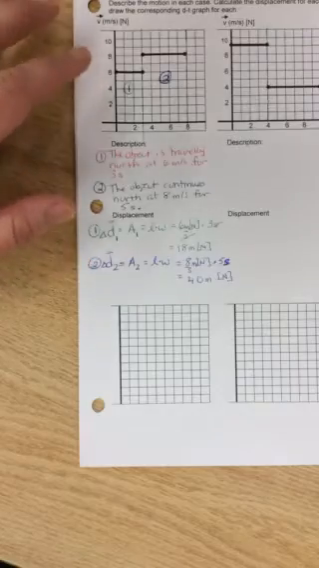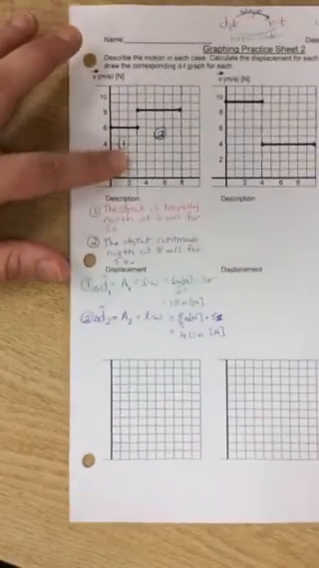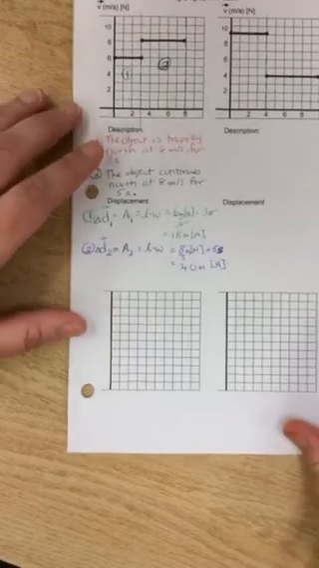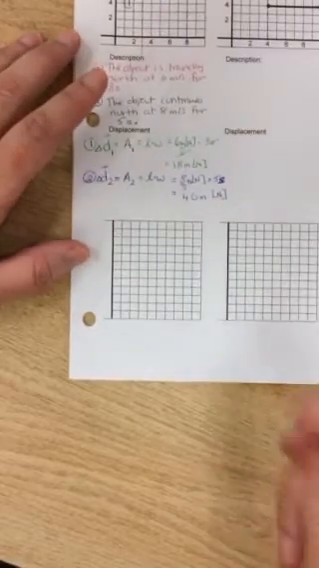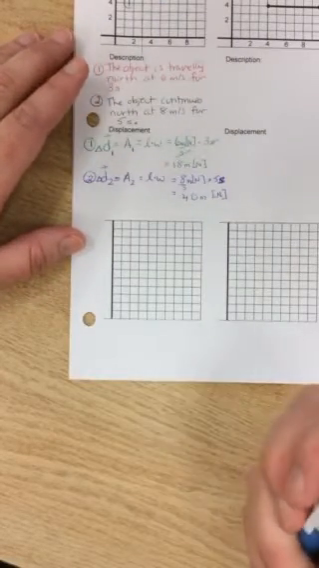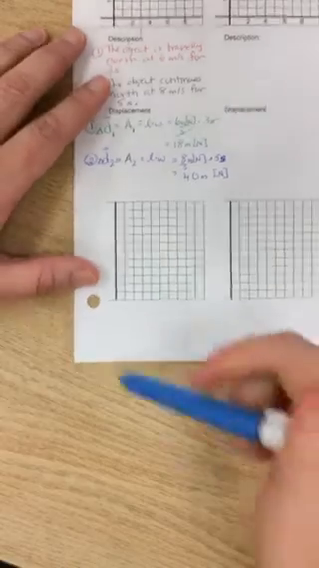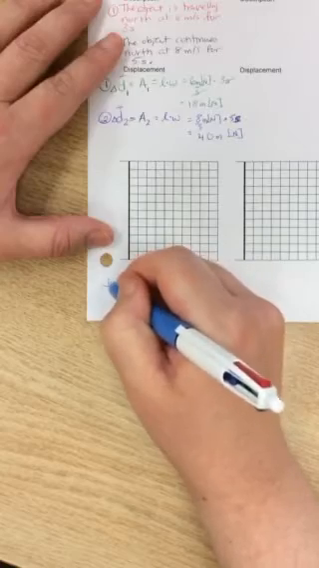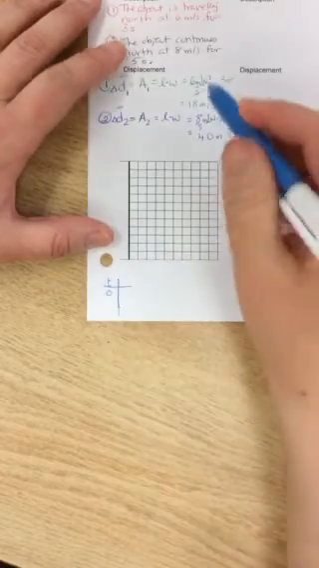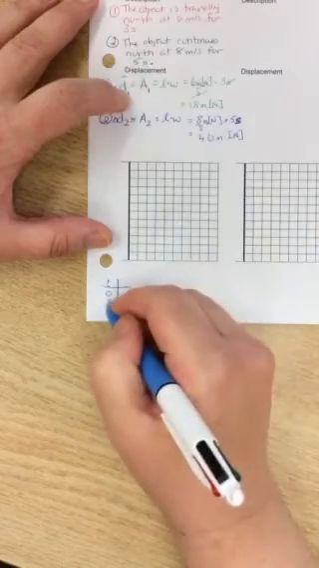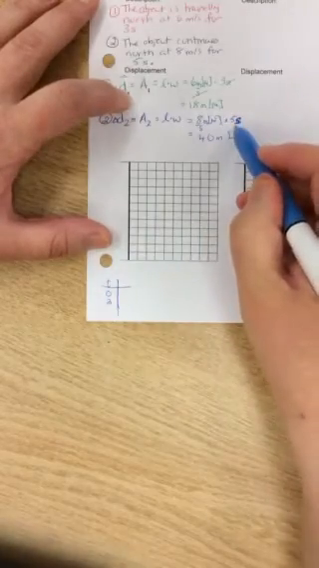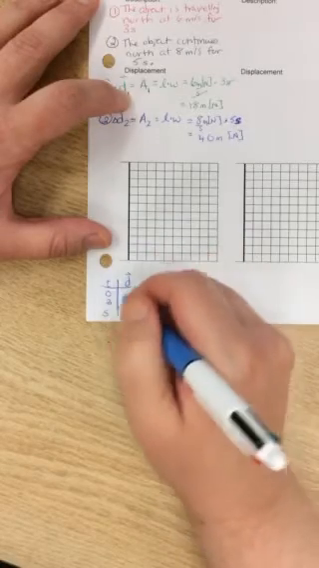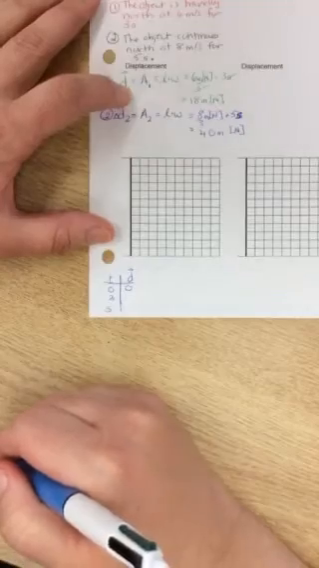Okay, now we have to use this VT graph and make a DT graph. Now we need to plot some points. The best way to plot points is to make a T-chart. So I'm going to make the T-chart down here, and you only have 3 points. Your time is going to be at 0, then at 3 seconds, and then at 5 seconds. And the displacement, where it is now, at 0, is going to be 0.